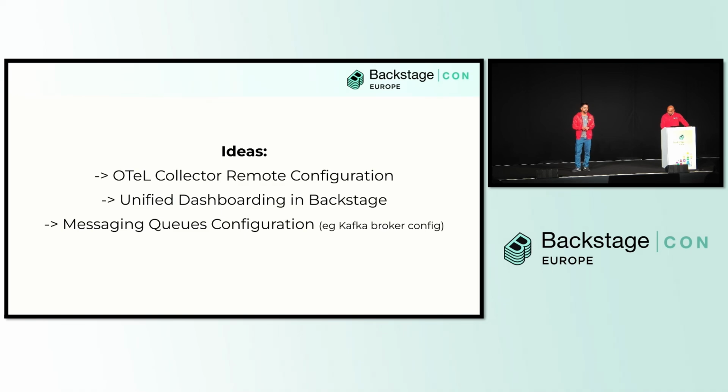Unified dashboarding in Backstage. You can have a single pane of glass for observability in Backstage to see your metrics, traces, logs, and events. Messaging queue configuration: sometimes your consumer group lag is increasing, and then you have to SSH into some node and update the broker configs. That can be done via a plugin in Backstage, if you have that.